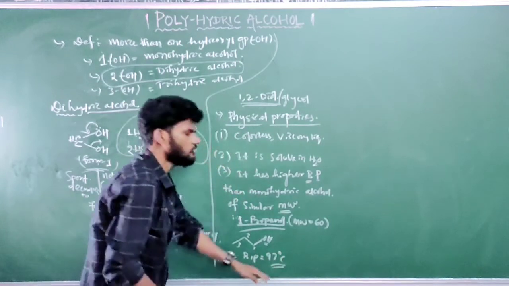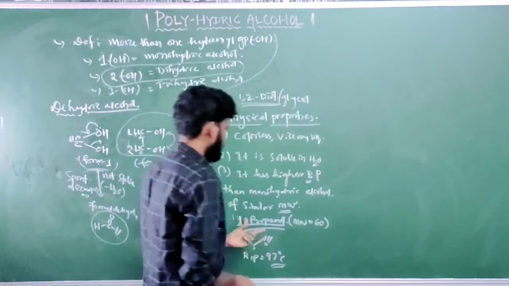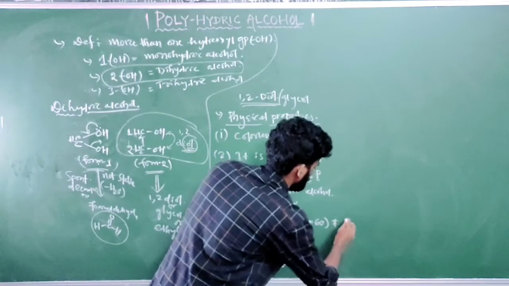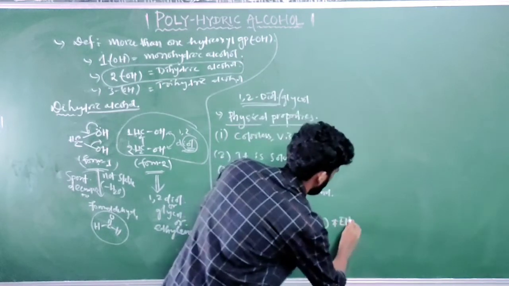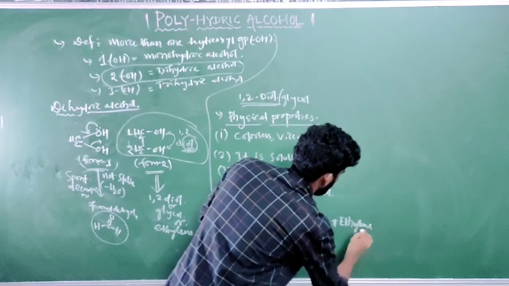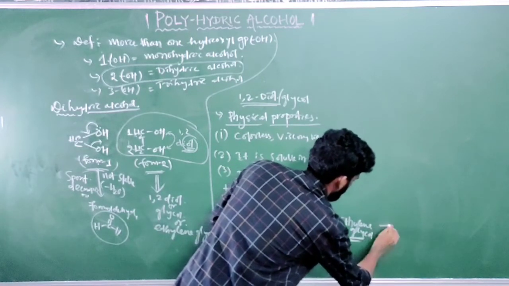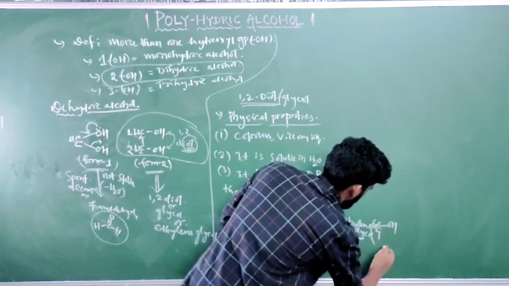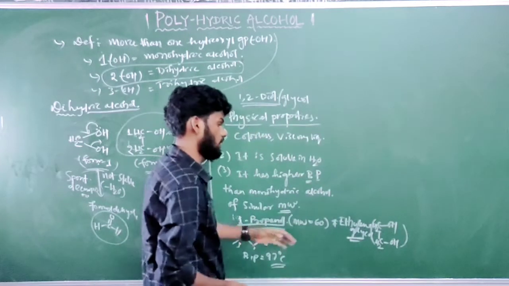Boiling point how much? 97 degrees Celsius. And take one dihydric alcohol, let us suppose ethylene glycol, a simple 1,2-diol. The structure of ethylene glycol, 1,2-diol, is CH2OH, CH2OH. This is ethylene glycol.